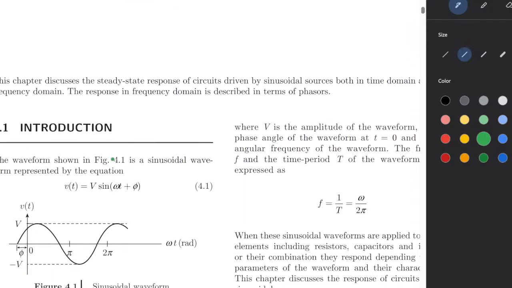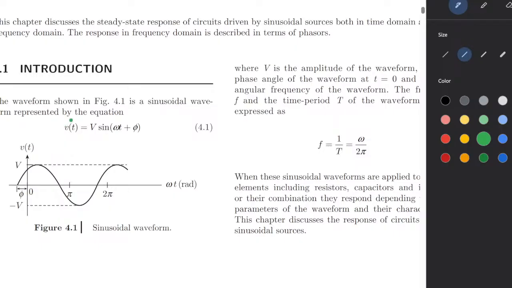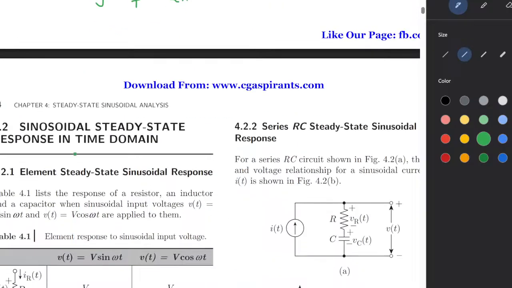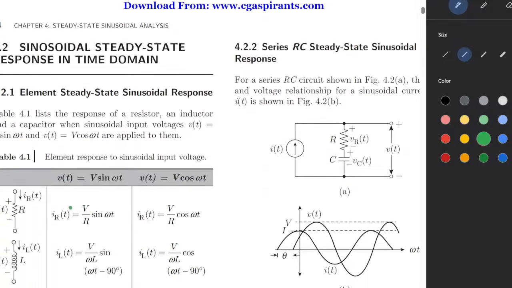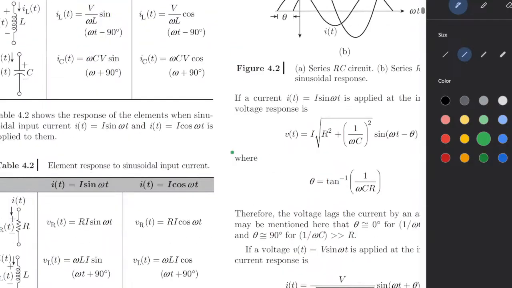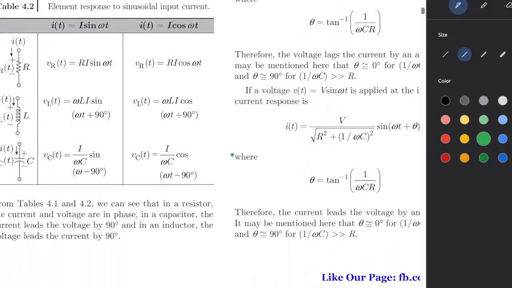Steady state sinusoidal analysis. We know the wave is in the form of v(t) equal to V sin(omega t plus phi). The frequency is 1 by T, and we can also write it as omega by 2 pi, where sinusoidal steady state analysis in the time domain is like this. So the time analysis formulas of the values.